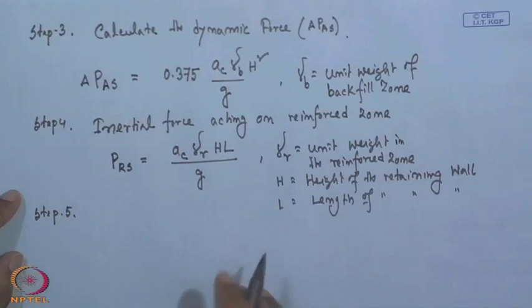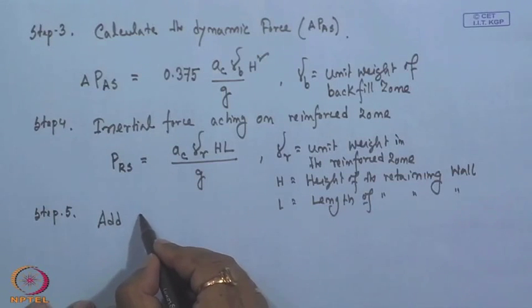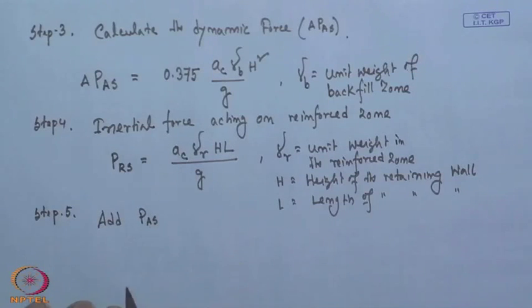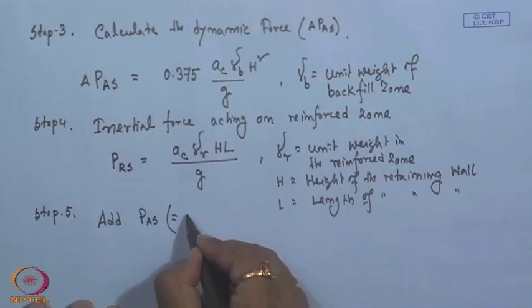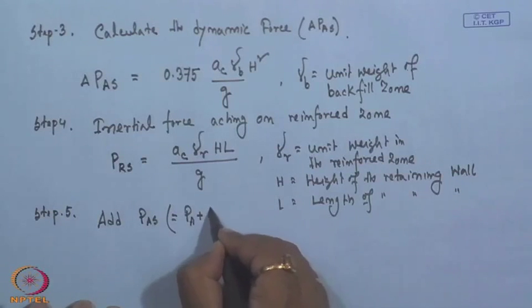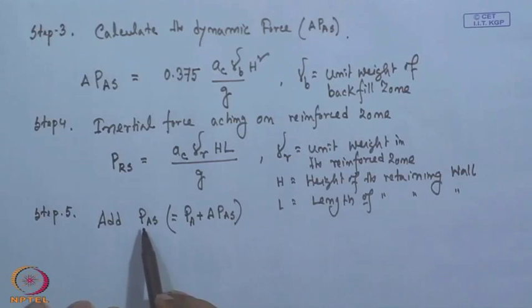So, now we know the dynamic force, we know the inertial force. Now, step 5 is to add P_AS, that is equal to P_A plus delta P_AS. So, this is the total force during the seismic condition, P_AS.